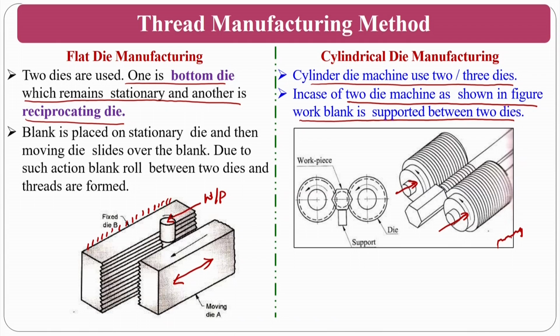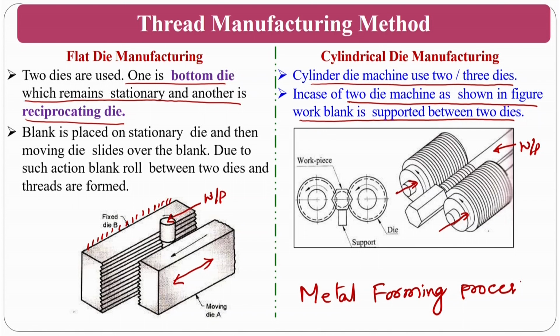This is the workpiece. The threads are formed on the workpiece. So, this is called cylindrical die manufacturing. Both of these are metal forming processes, which are not metal cutting processes that we learnt in the previous lectures or in this particular lecture also. That is the only difference you have to make sure about in this particular slide.